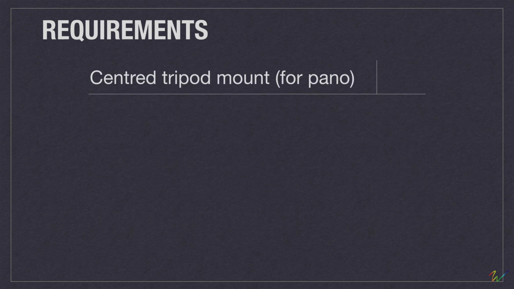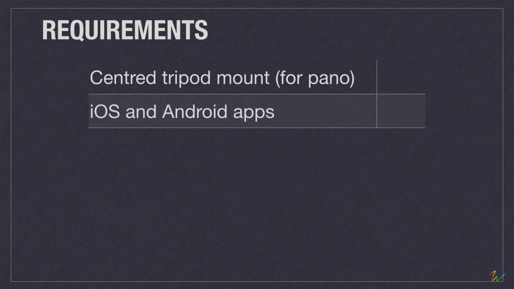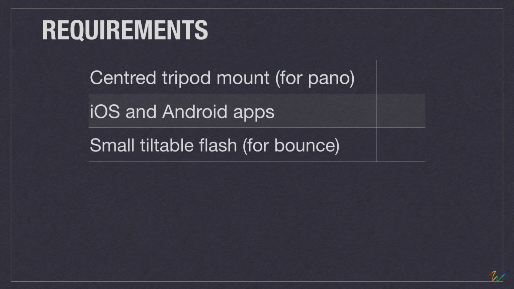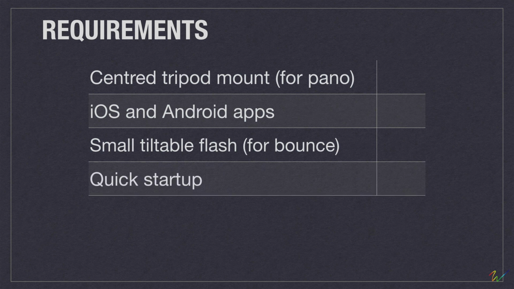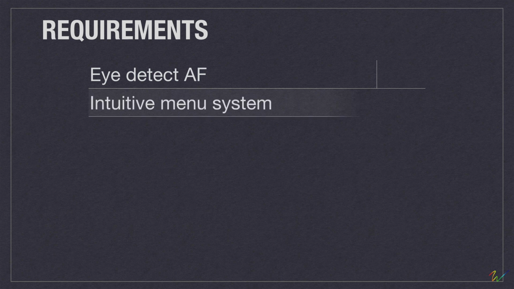I'd like the tripod mount to be centered under the lens if I want to do panoramic shots. I use iOS or Android to be able to transfer pictures to a phone or a tablet. I'd like a small tiltable flash. Quick startup of the camera would be good. And accurate autofocus. I'm not looking for high-speed continuous autofocus, just something that'll lock onto the shot and take my picture. I like the Sony eye detect autofocus. It doesn't have to be continuous, because my subjects are probably going to be still, so just lock onto the eye and take the picture.